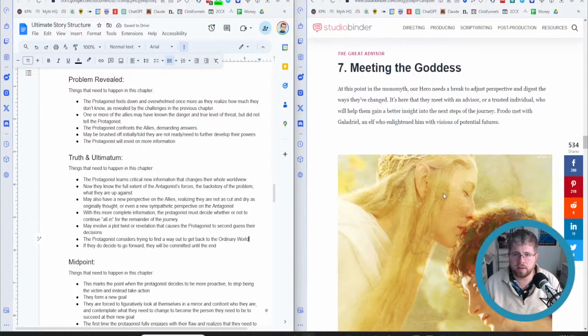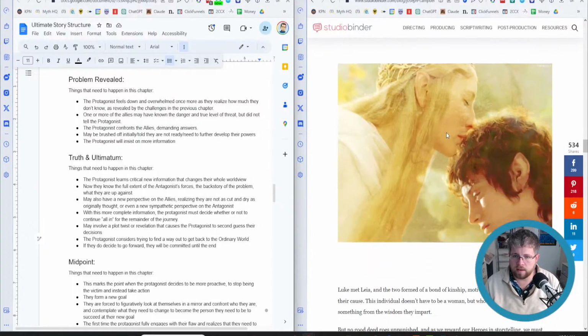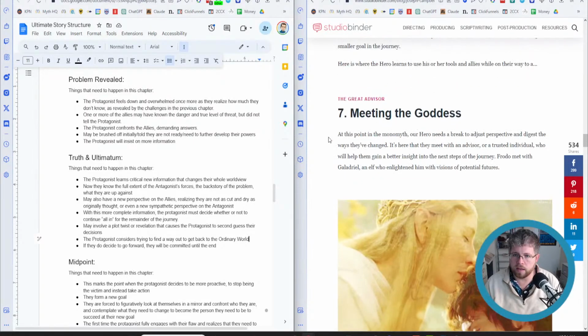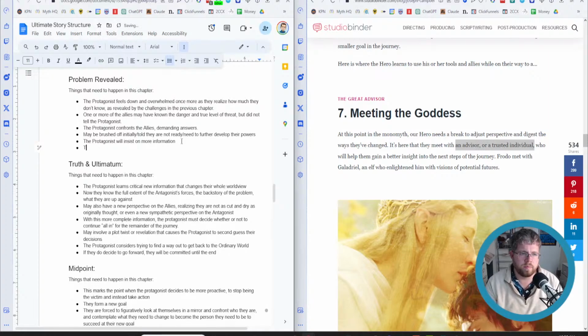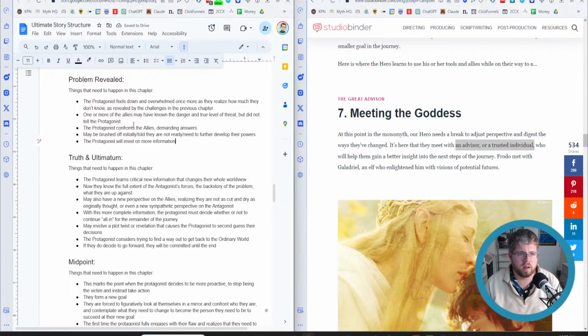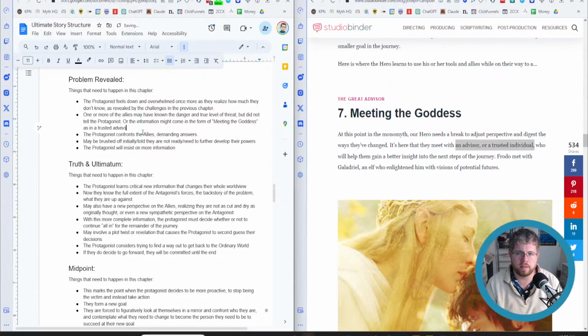And then going back to meeting the goddess, which doesn't have to be a woman, obviously, just figuratively meeting the goddess here. An advisor, trusted individual. Yeah, that's kind of here. Or the information might come in the form of meeting the goddess, as in a trusted advisor or other individual. All right, something like that.